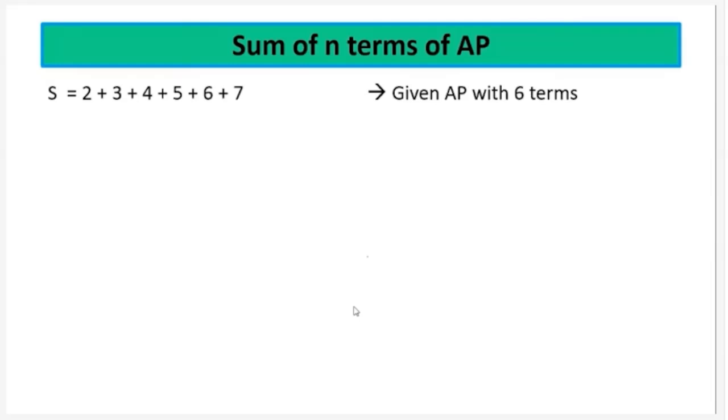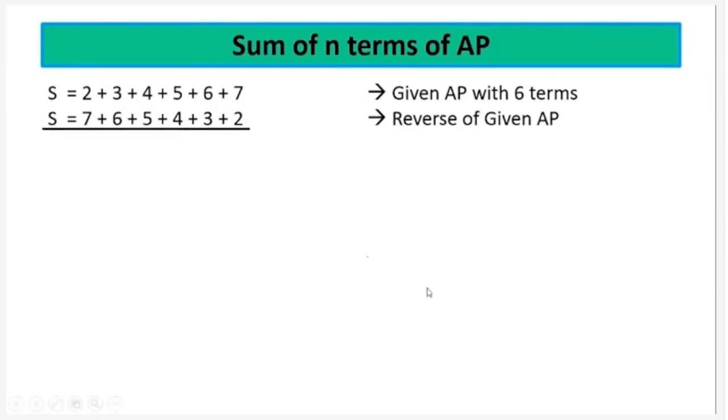So 2 plus 3 plus 4 plus 5 plus 6 plus 7. I've taken a very small one so that I can explain, a given AP of 6 terms. What that boy did was reverse it. The original series was 2 plus 3 plus 4 plus 5 up to 7. Reverse the series: 7, 6, 5, 4, 3, 2. Reverse the given AP, then add.